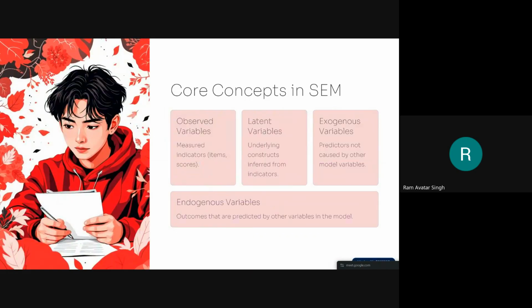The core concepts in SEM: we have the observed variables, such as the items and the scores, which can be observed directly, and the latent variables, which are observed through observed variables. Then we have exogenous variables and endogenous variables. Basically, these are the independent and dependent variables that we tend to measure.